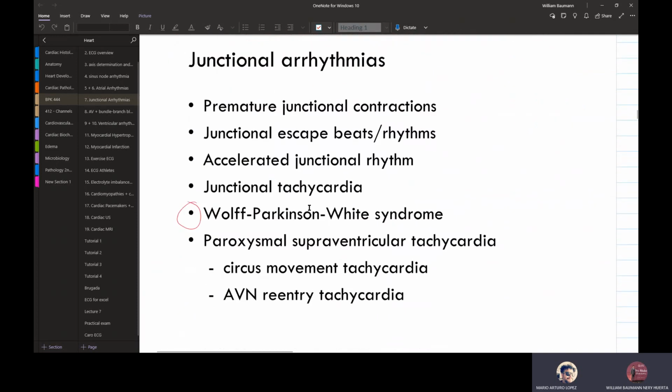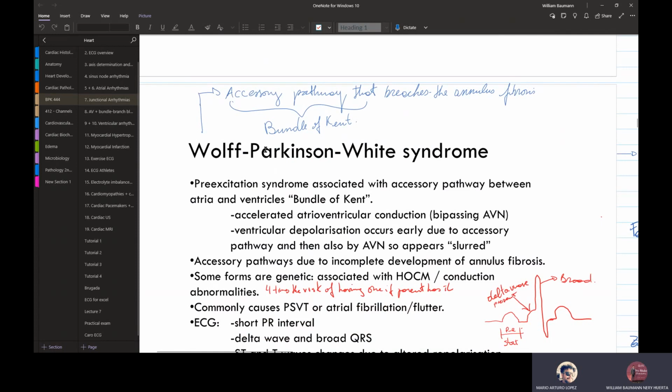All right. So now Wolff-Parkinson-White Syndrome. This is the big one. If there's something you want to know, it's absolutely this. So what do we have here? I wrote down here the bundle of Kent, referring to an accessory pathway that breaches the annulus fibrosus. So there's a pre-excitation syndrome. It's anatomical, and congenital too, that gives you an accessory pathway inducing an ectopic beat, like we talked about the other day, right?